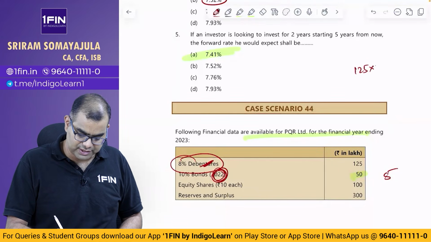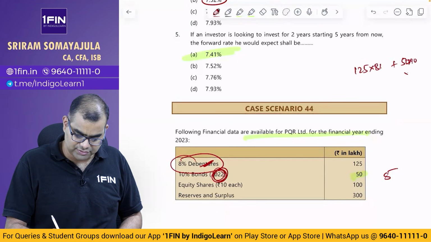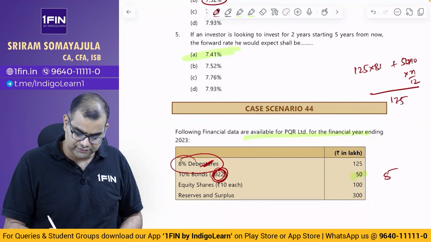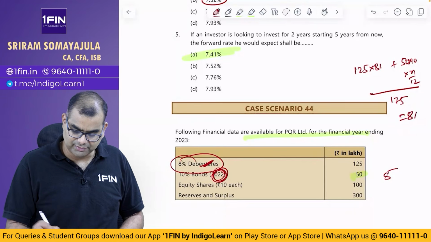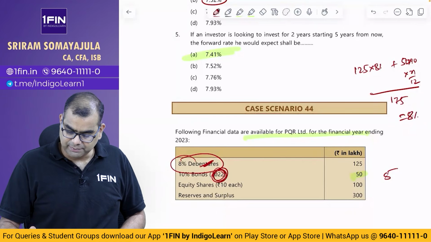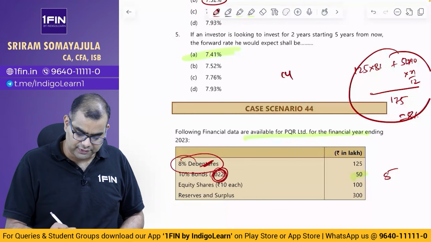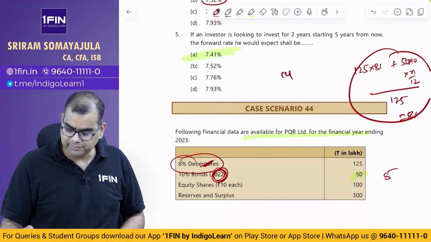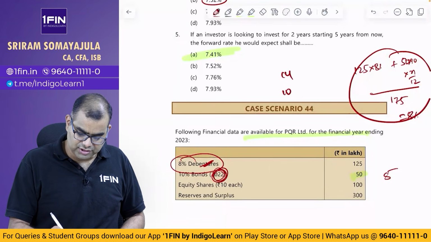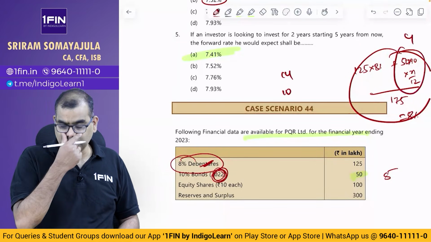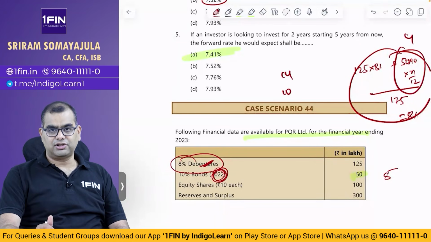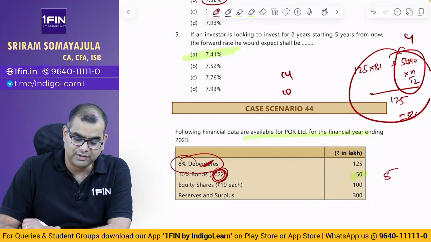125 into 8% plus 50 into 10% into x by 12, divided by 175, is equal to 8%. That's where I made a mistake. So 8% of 175, into 8%, is 14. So this whole thing is equal to 14. What is 125 into 8%? It is 10. So this balance is 4. Ideally it should be 5. Why? Because 10% on 50 is 5, but it is only 4.